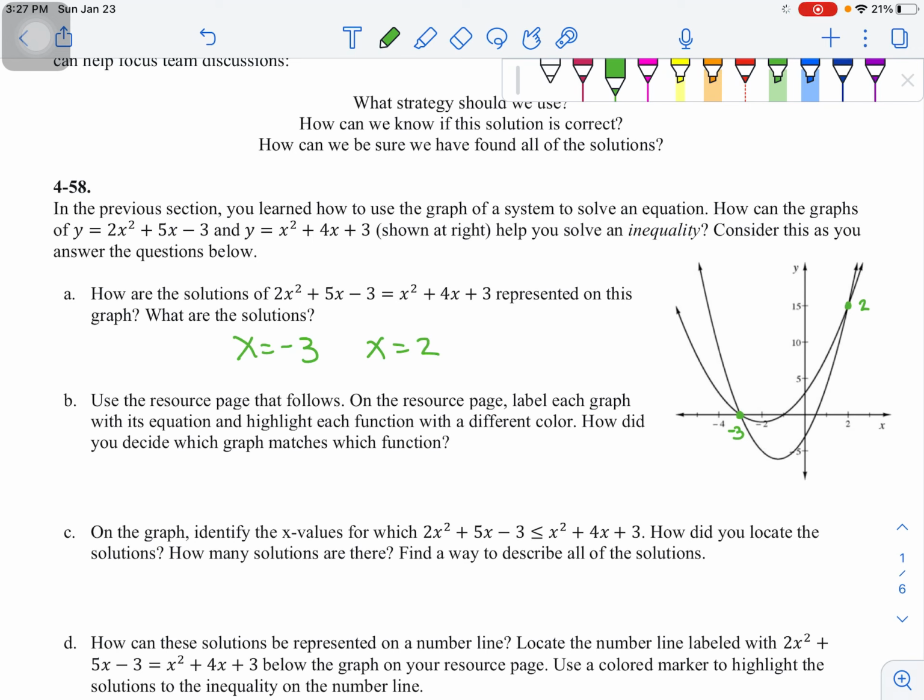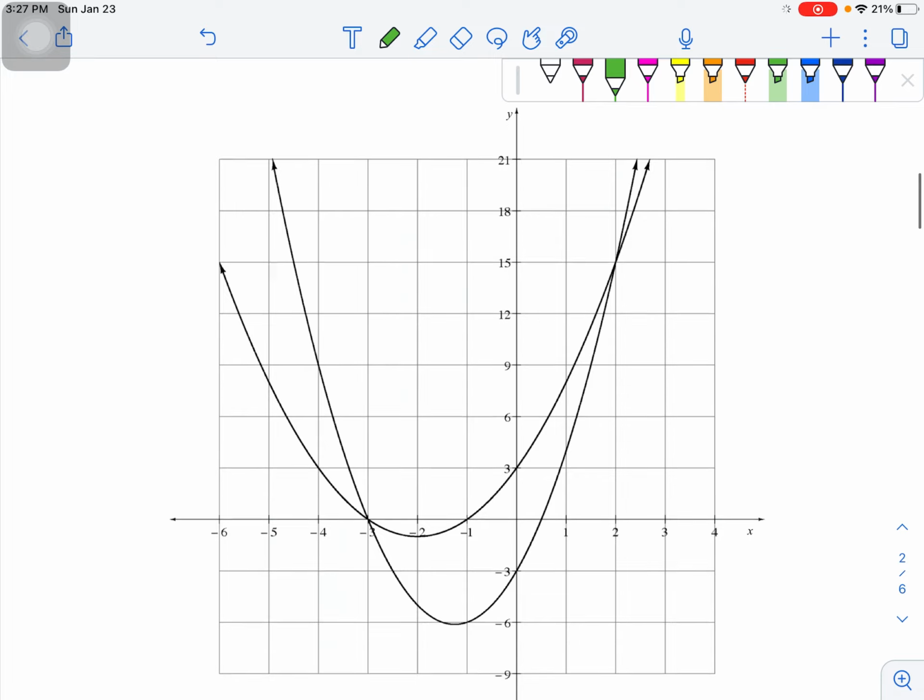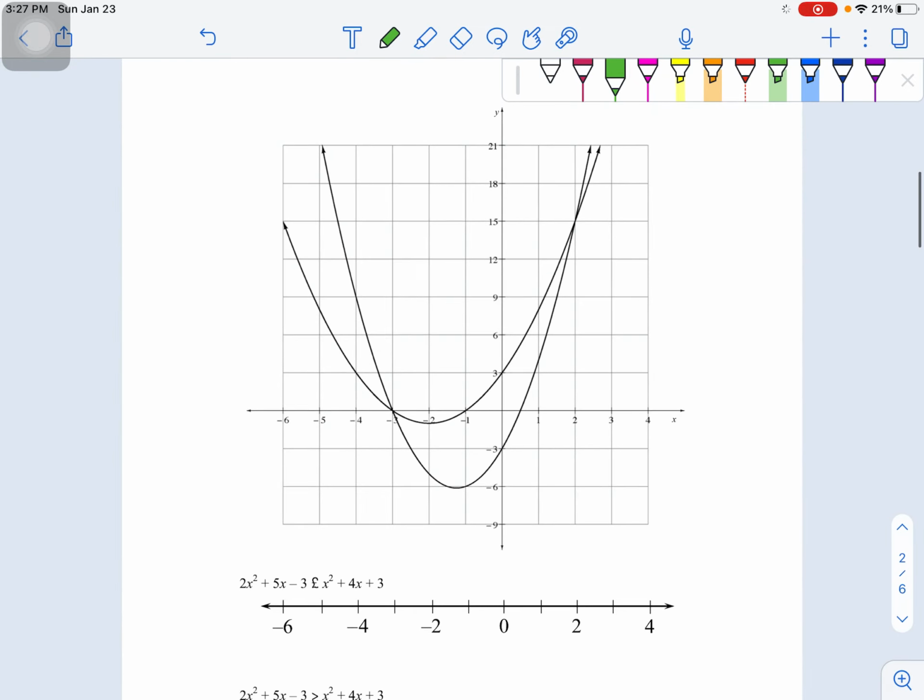Now we're going to take this same picture and we're going to blow it up on the second page. And we're going to make these inequalities instead of equations. Okay, so we're going to look at the picture down here. Okay, and I'm going to highlight what each equation is. Okay, and I know that this one, well, it's going to be an inequality, but this is this one right here, the 2x squared plus 5x minus 3. And the orange one is this one right here. Okay, it's just a little easier if we use colors.